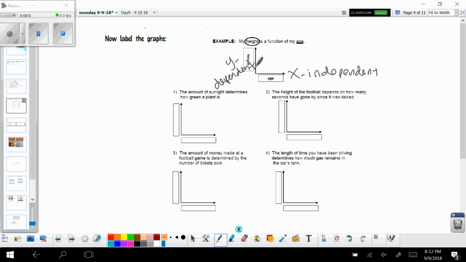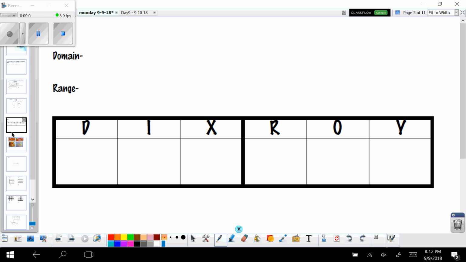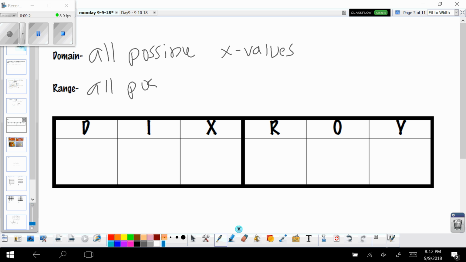All right, let's go ahead and move on to the back. So domain and range are things that you'll have covered before. We're going to cover them again. So a big thing to remember about domain is it's all possible x values. Okay? A range is all possible y values.